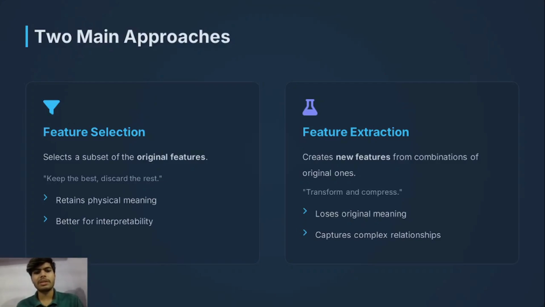Feature selection: select a subset of the original features, keep the best, discard the rest. Retain physical meaning, better for interpretability. For feature extraction, create new features from combinations of the original ones. Transform and compress. Lose original meaning but capture complex relations.